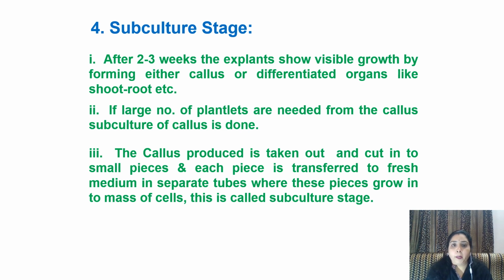Subculture stage. After 2-3 weeks, the explant show visible growth by forming either callus or differentiated organs like shoot, root, etc. If large number of plantlets are needed from the callus, subculture of callus is done. The callus produced is taken out, cut into small pieces, and each piece is transferred to a fresh medium, or the callus in the medium is shaken vigorously, then it will separate into suspension and cell parts. Those cell parts are transferred to fresh medium in separate tubes where these pieces grow to form a mass of cell. This stage is known as subculture stage.